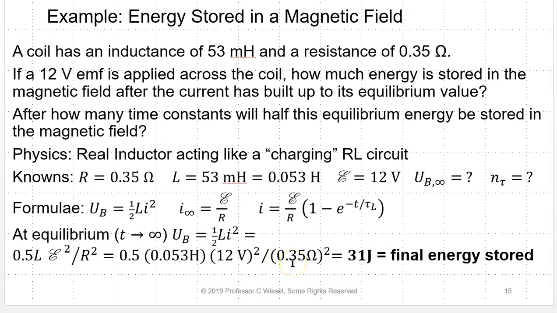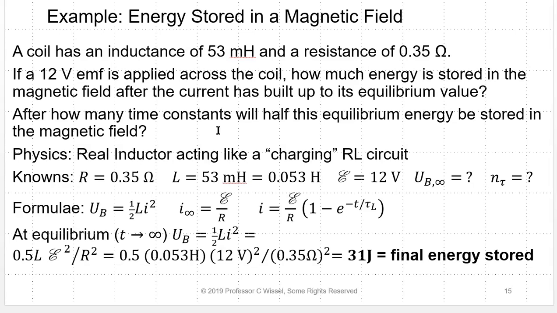Okay, here's another example. Energy stored in a magnetic field. A coil has an inductance of 53 millihenries, the same coil, and a resistance of 0.35 ohms. We're going to apply a 12-volt EMF across the coil. How much energy is stored in the magnetic field if the current is built up to its equilibrium value? After how many time constants will half this equilibrium energy be stored in the magnetic field?